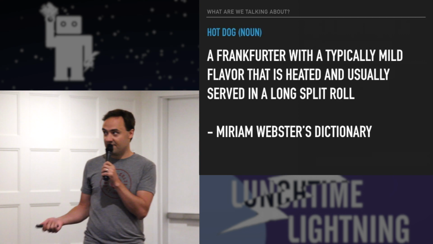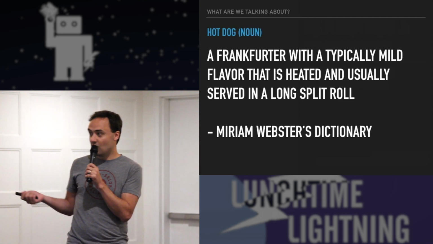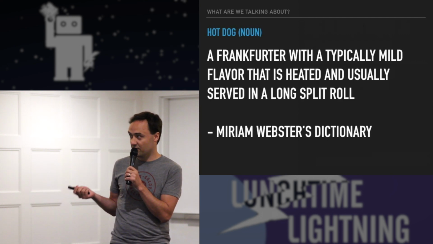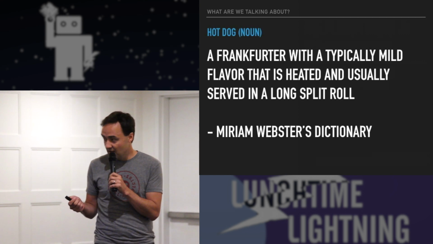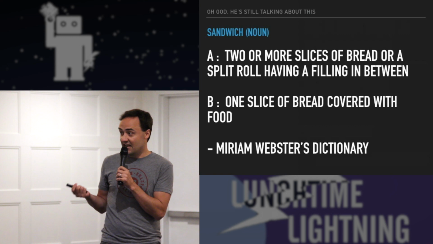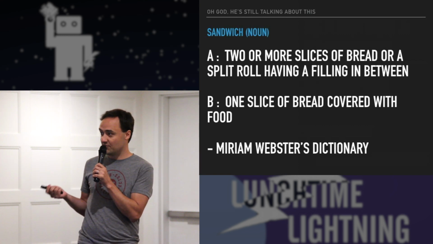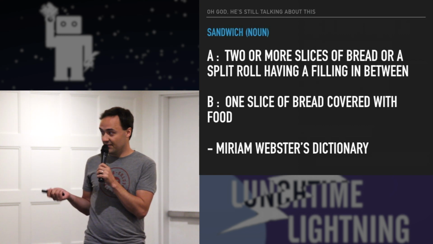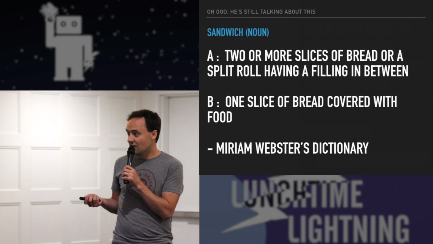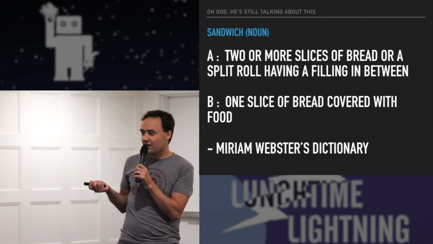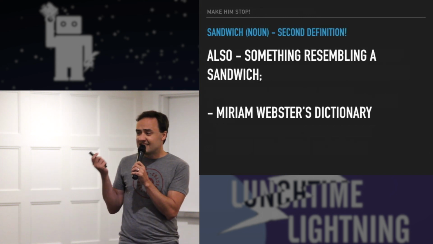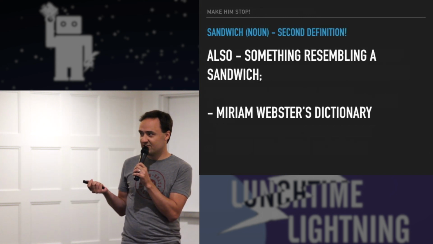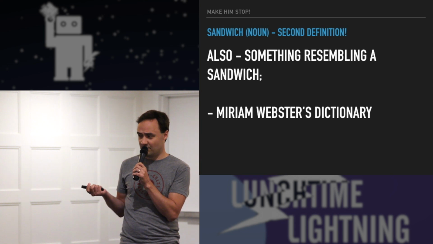Okay, so let's talk about some definitions really quickly. Merriam-Webster defines a hot dog as a frankfurter with typically mild flavor that is heated and usually served in a long split bowl. A sandwich is two or more slices of bread or a split roll having a filling in between. That sounds vaguely hot dog-ish. Or it can be one slice of bread covered with food, which is a pretty broad definition. There's a second definition Merriam-Webster gives, though, which says that also it's something resembling a sandwich.